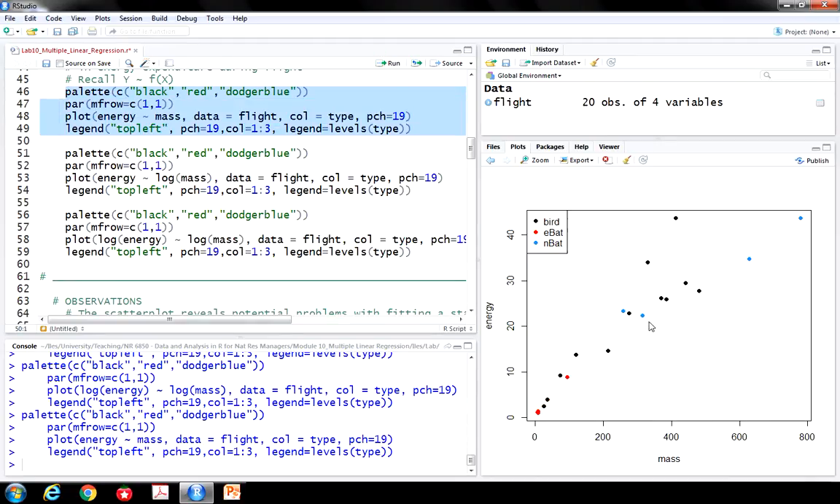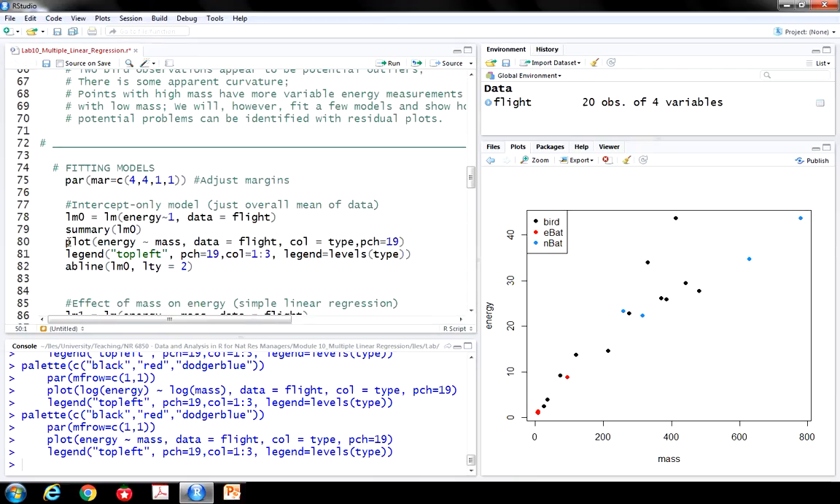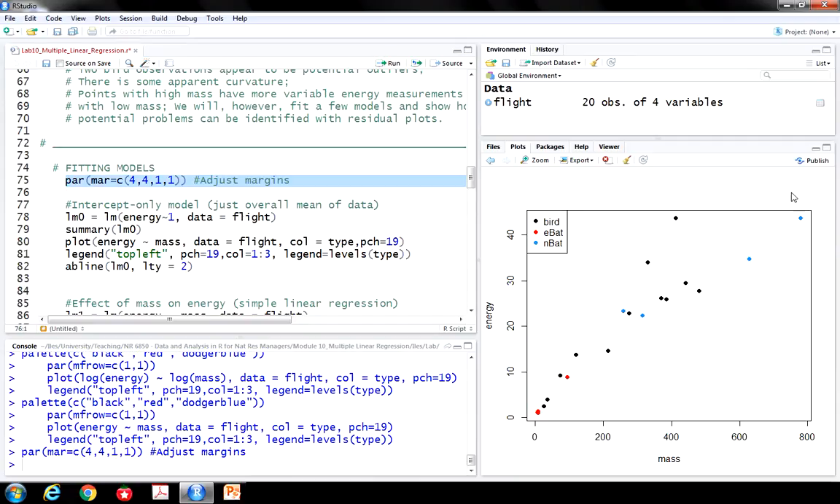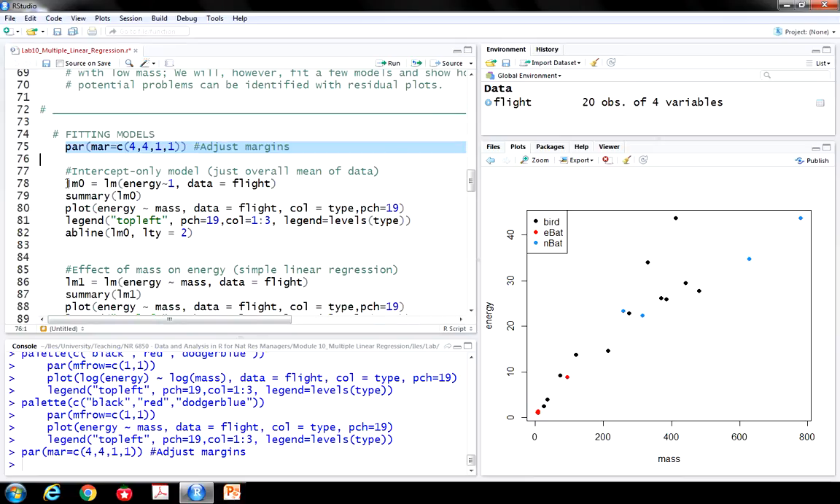Let's go ahead and fit some models to our data, and I'll just run this original figure first. Okay, so this is the data that we're trying to fit. And let's start by looking at an intercept-only model. Just change some of the margins here so that this white space up here kind of goes away and we're using the whole plotting window. So I fit my intercept-only model using this lm function, energy, tilde, and then 1. This tells me just the intercept.